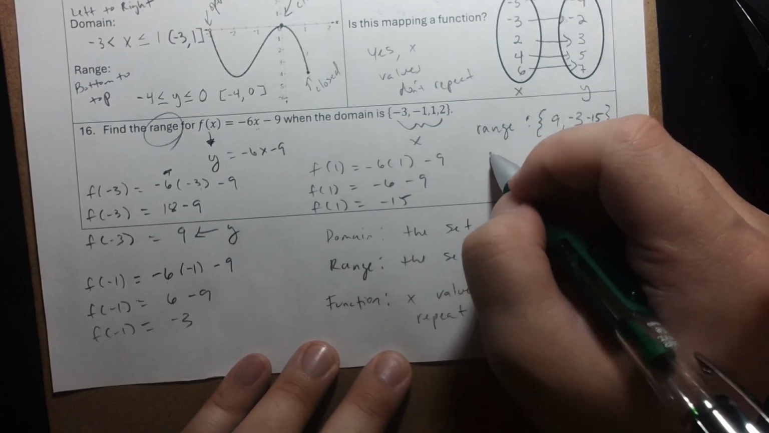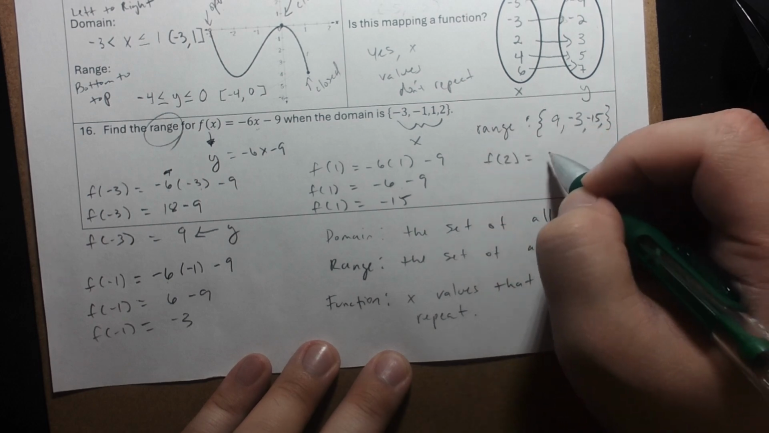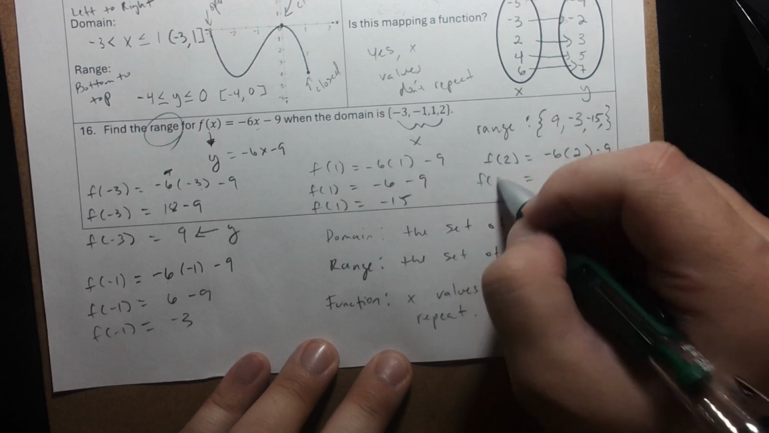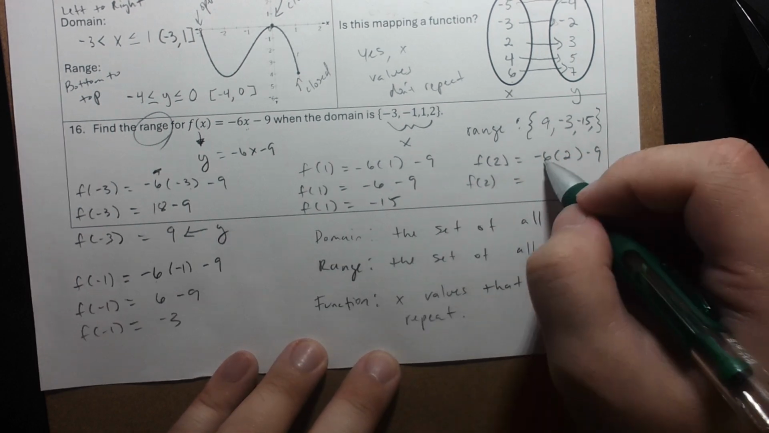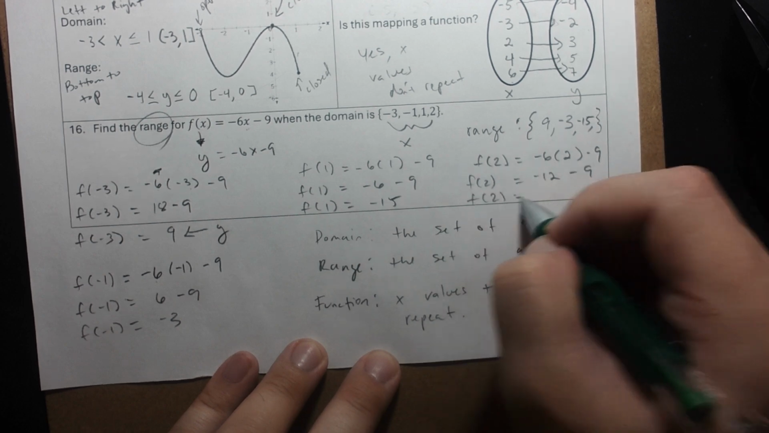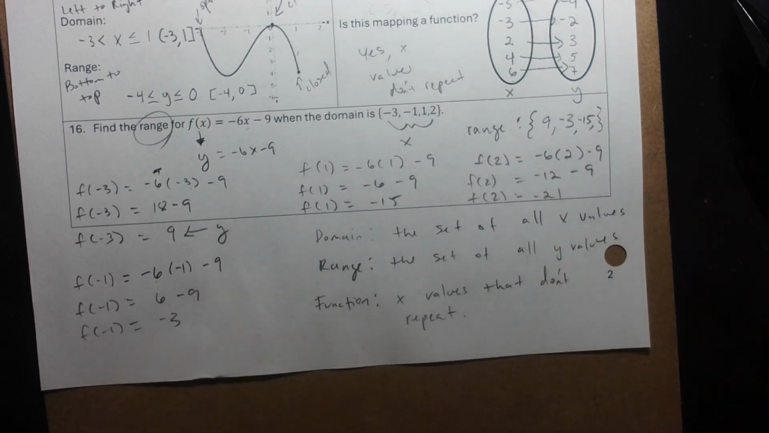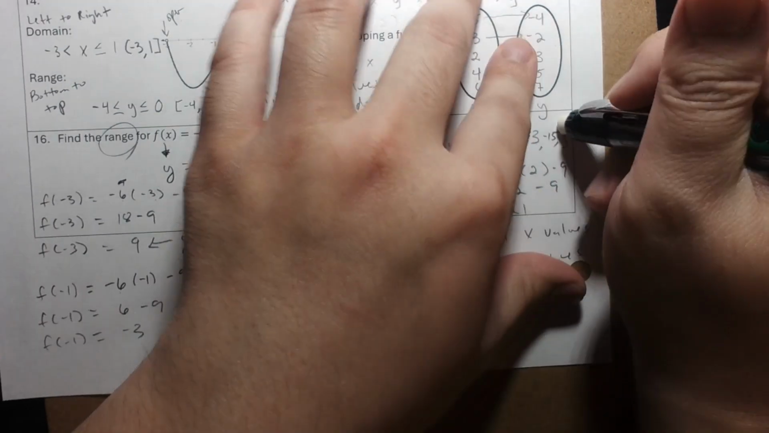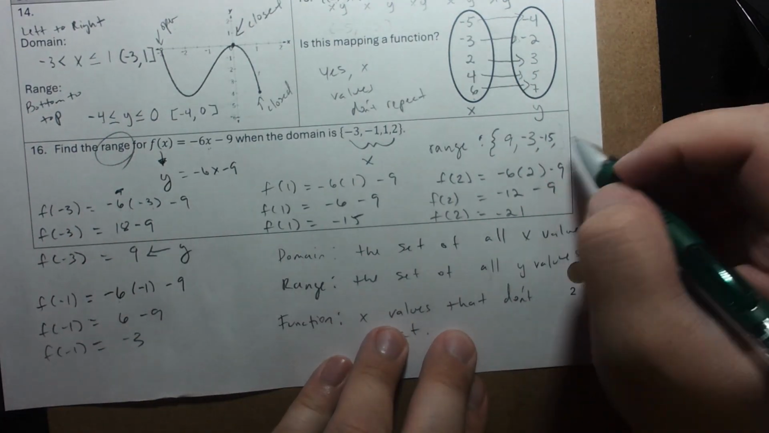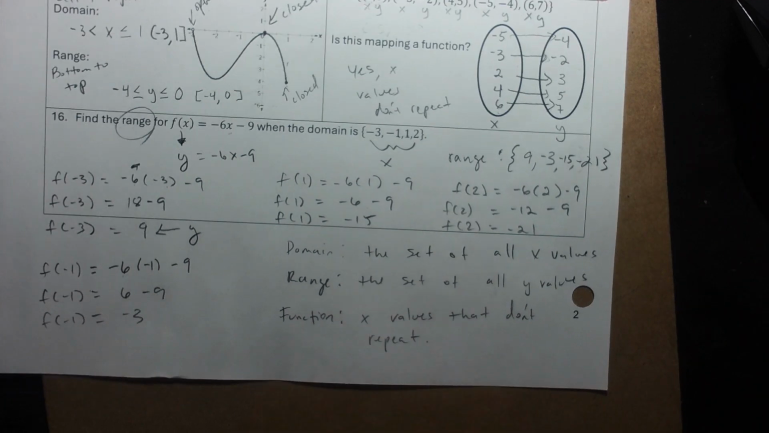And then there you go. Our last one, f of 2 is equal to -6 times 2 minus 9. Right, so -6 times 2, that's -12 minus 9. That is -21. Okay. So let me go ahead and put some room here for -21. And there you go. That is our range.